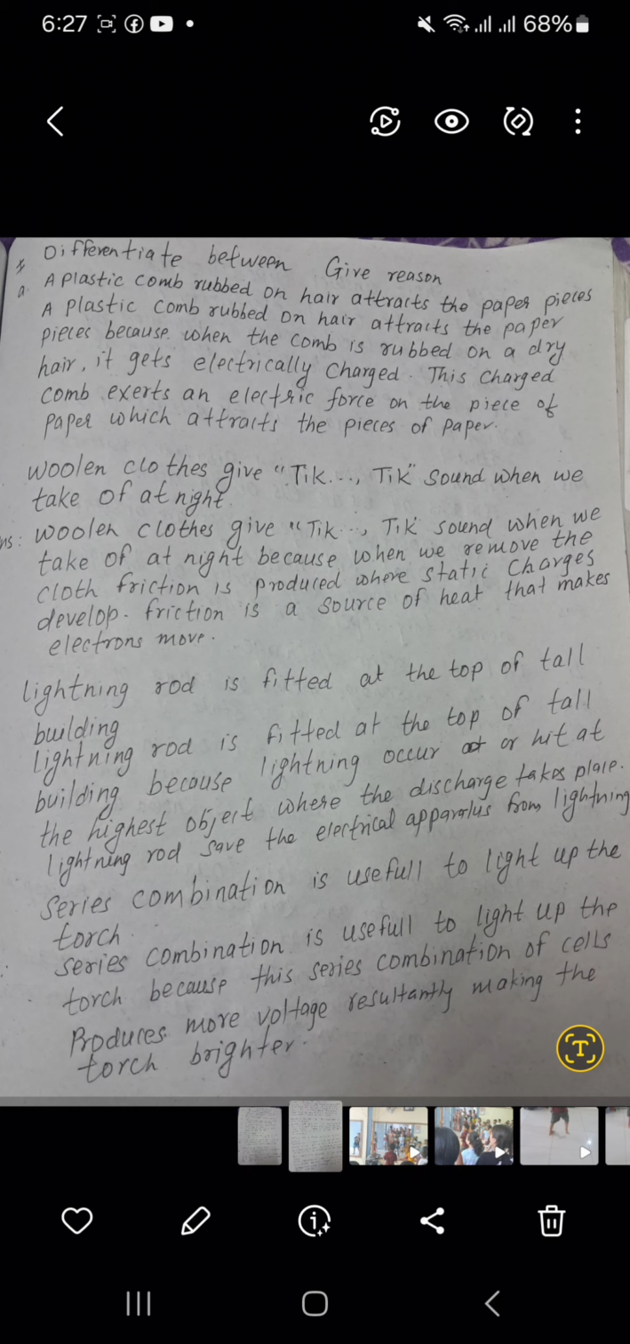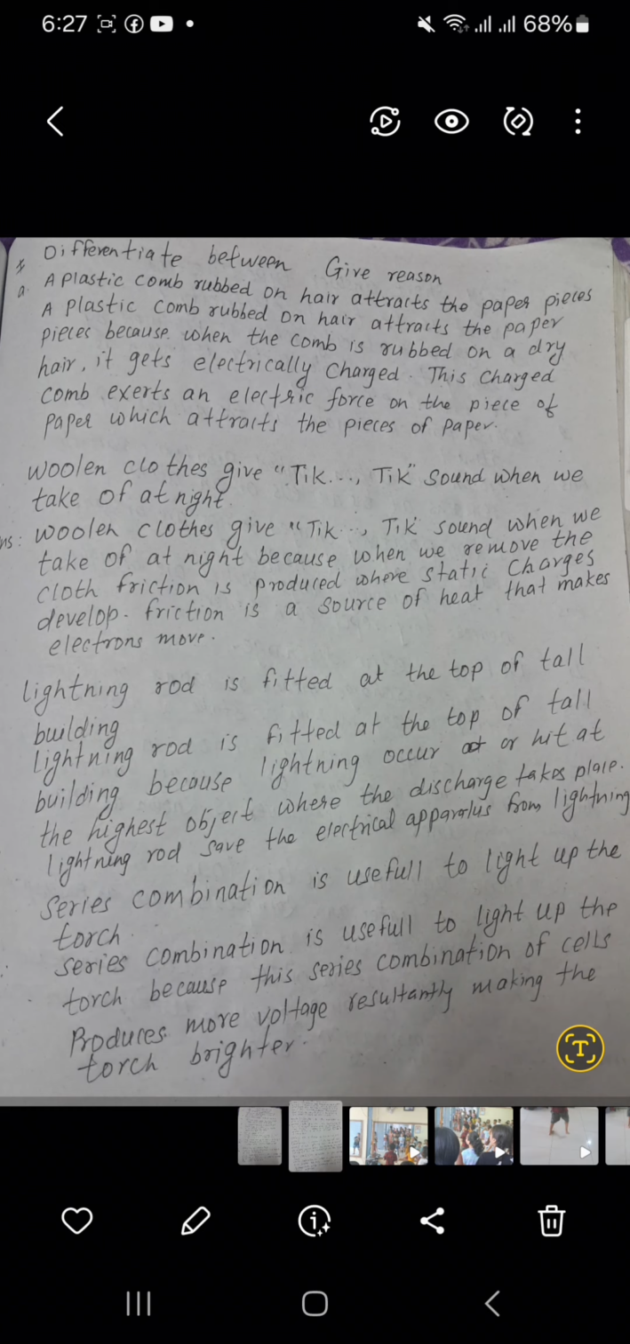Next question is: woolen clothes give tick tick sound when we take off at night. So the reason would be, woolen clothes give tick tick sound when we take off at night because when we remove the cloth, friction is produced where static charges develop. Friction is a source of heat that makes electrons move.